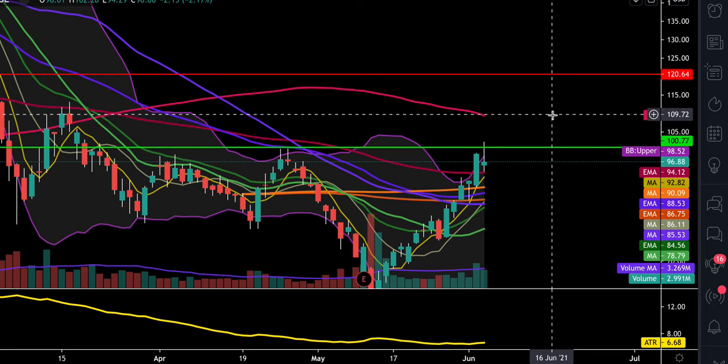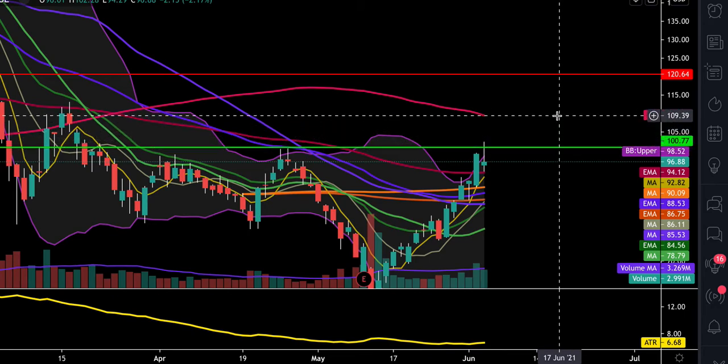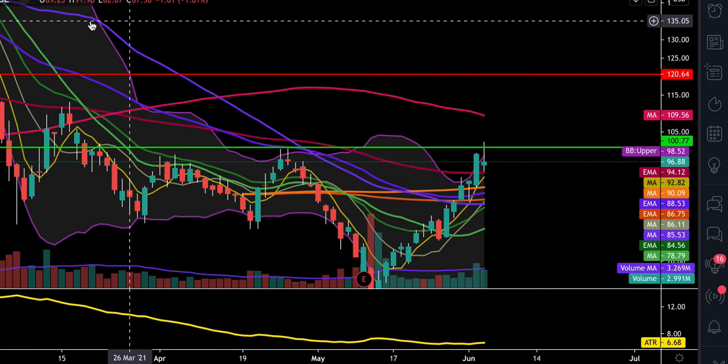So that's going to be our measured potential. The measured height of a continued bullish run on LMND, the potential that it looks like it could get to on a nice run is 109.5.